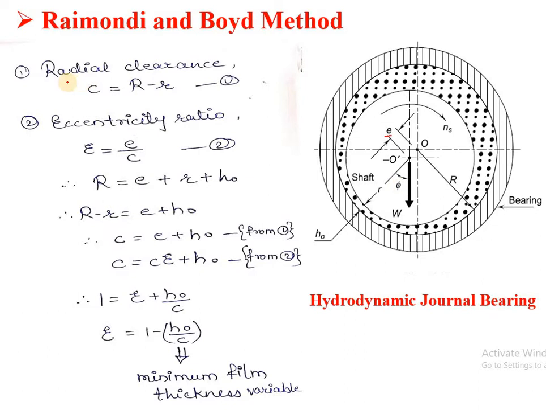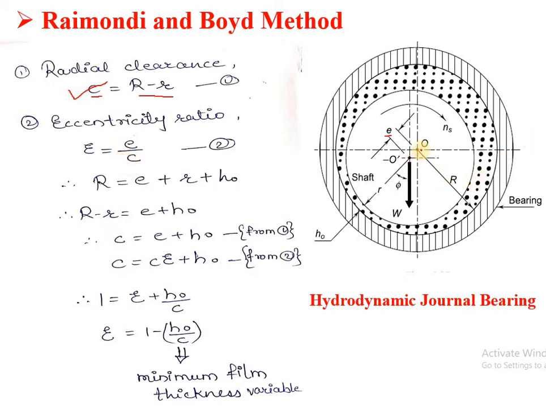Now here you can see the radial clearance C. We know that the clearance in the bearing is given by capital R minus small r, the radius of bearing minus the radius of journal. That is the clearance between the journal and the bearing. Next is the eccentricity ratio. That is nothing but the ratio of eccentricity to the radial clearance.